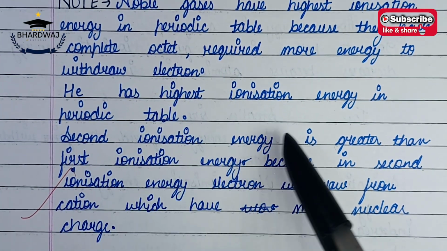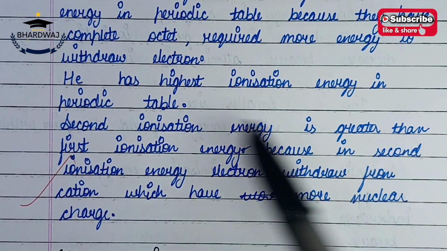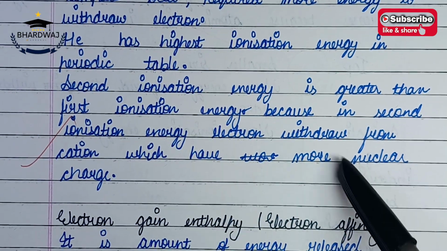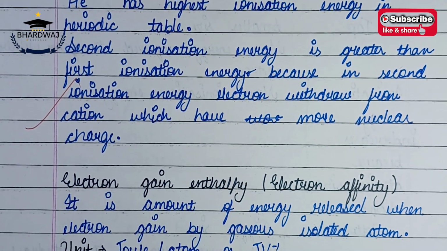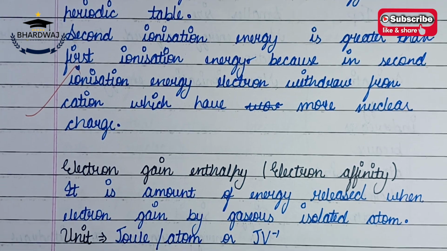Second ionization energy is greater than first ionization energy because in second ionization energy, the electron is withdrawn from a cation which has more nuclear charge. So successive ionization energy is always greater than the normal ionization energy.